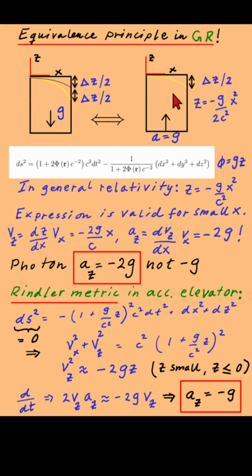Let's talk about the equivalence principle in general relativity. Often we use two elevators. One elevator is accelerating at a equals g, and the other elevator is standing on the surface of the Earth. Obviously, there is a g field directed downwards. And then we send out light. That's the yellow line here.